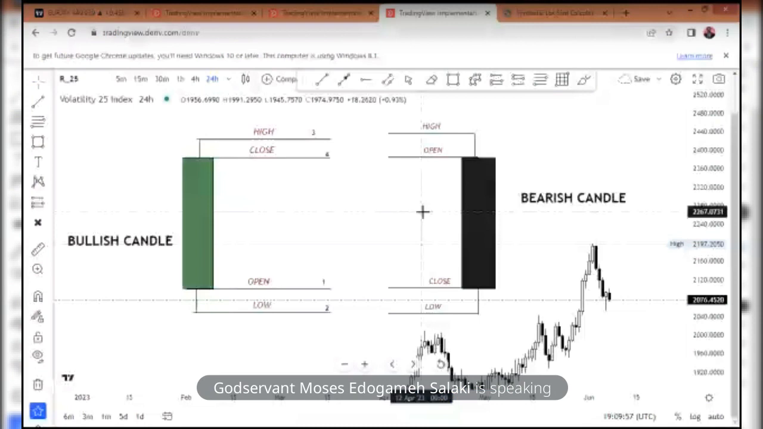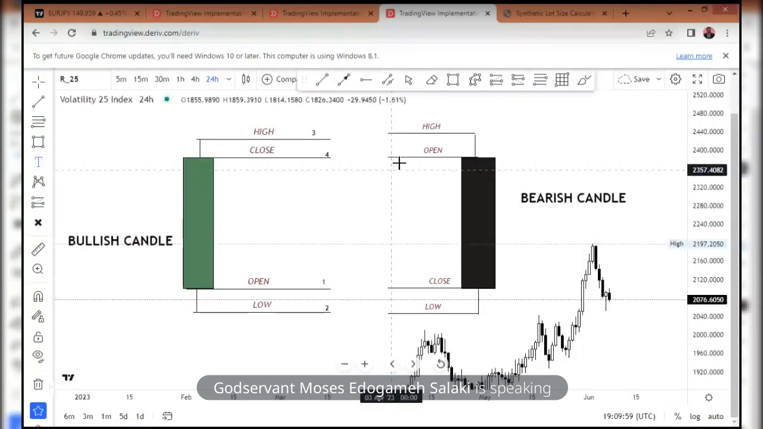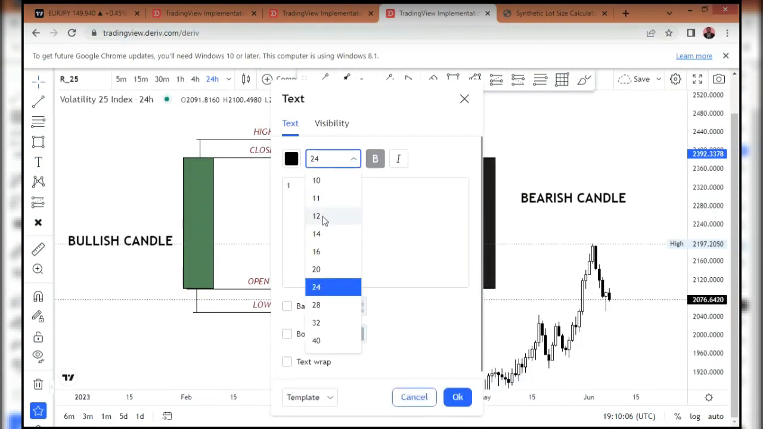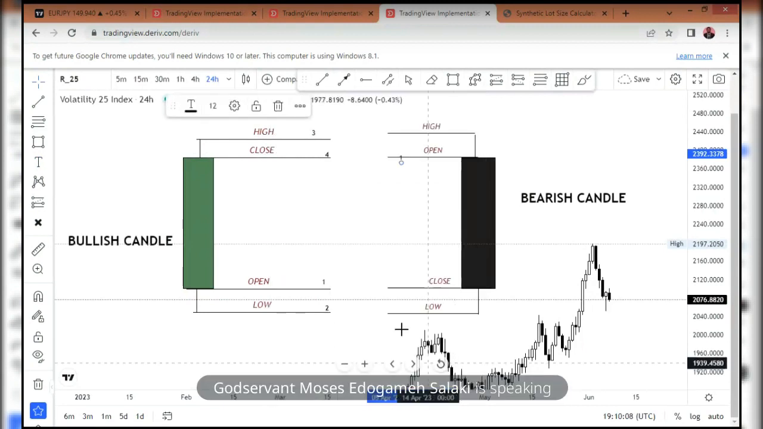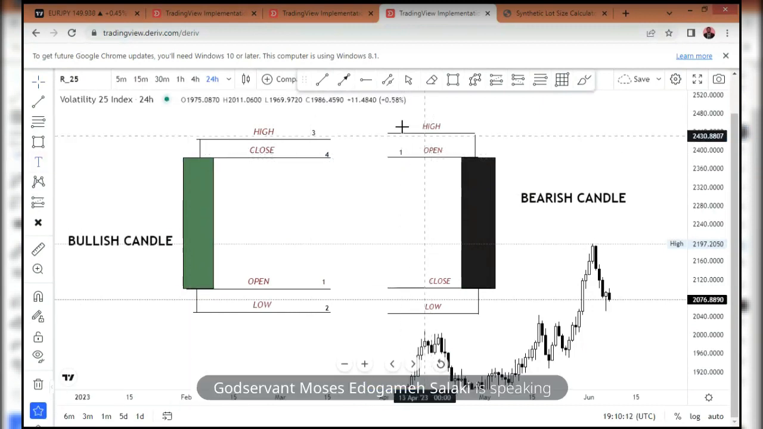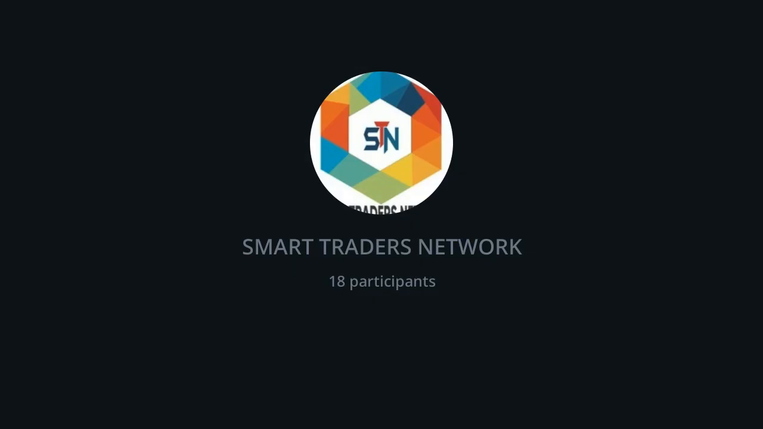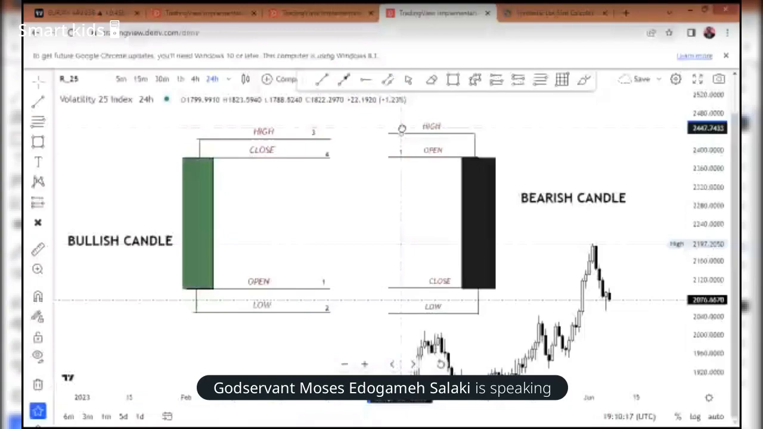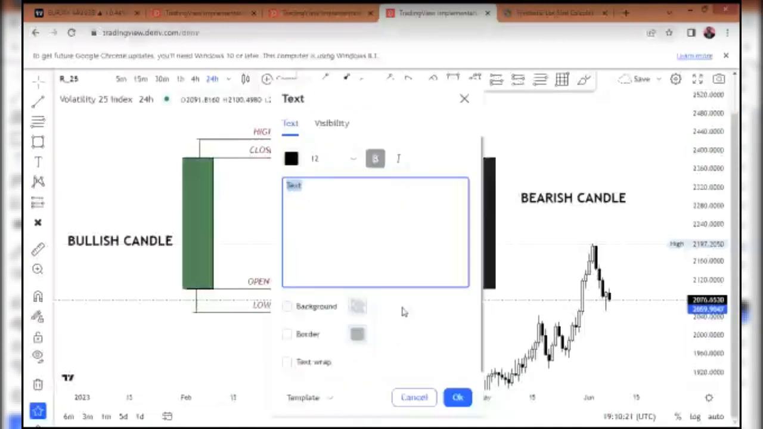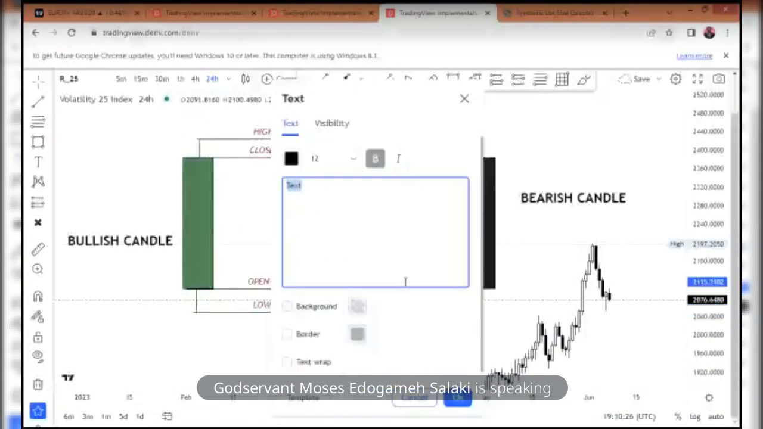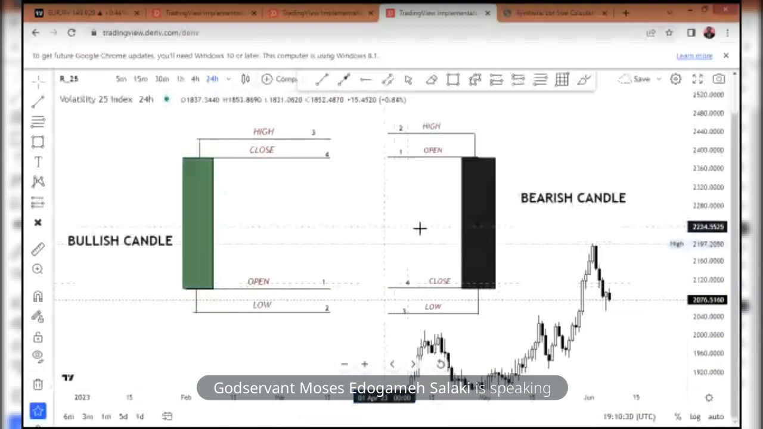Okay? So like I did, open is 1. The high is 2. Your low is 3. And then the close is 4. I have to label this so that it will be easier for us to comprehend.